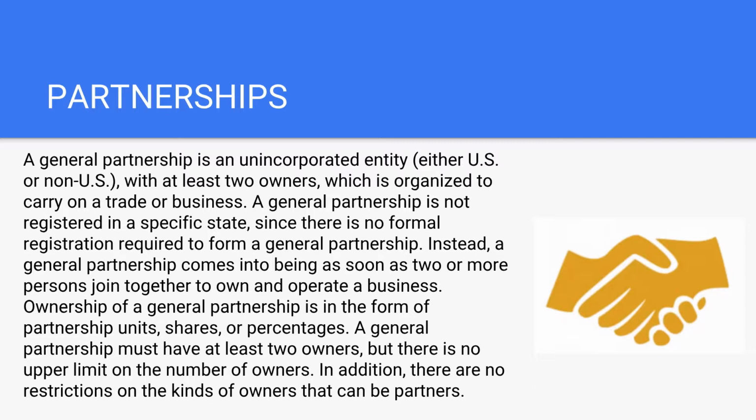A general partnership is not registered in a specific state since there is no formal registration required to form a general partnership. Instead, a general partnership comes into being as soon as 2 or more persons join together to own or operate a business. All right, ownership of a general partnership is in the form of partnership units, shares, or percentages. A general partnership must have at least 2 owners, as I mentioned, but there is no upper limit on the number of members. So you can have as many people as you want, but it has to have at least 2. In addition, there are no restrictions on the kinds of owners that can be partners.